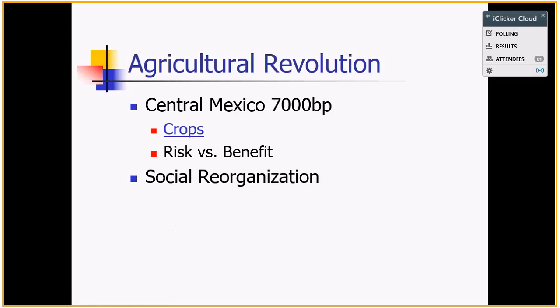If you decide to go agriculture, then that's going to require some social reorganization. Things don't work the same way anymore. And you've got to rethink how you structure your society. One way that you're going to have to reorganize is you're going to have to create a division of labor.